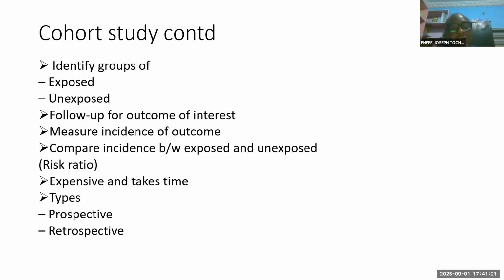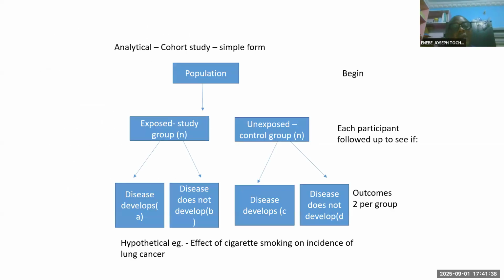Now, this particular study is always very expensive and takes a lot of time. Most people do not do this type of research. And you also know that it could be prospective or retrospective. Most of the time, the one we used to hear is the prospective cohort study, but not the retrospective. Now, in a cohort study, you identify a population, that's the beginning of your research.